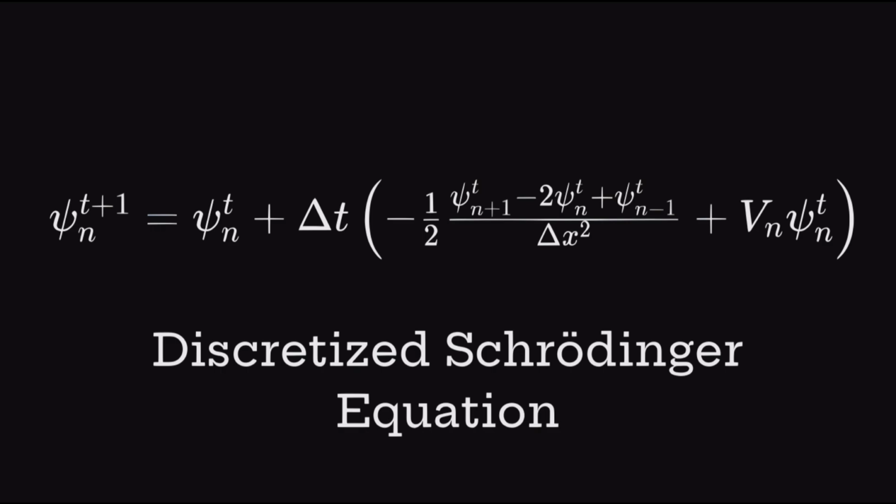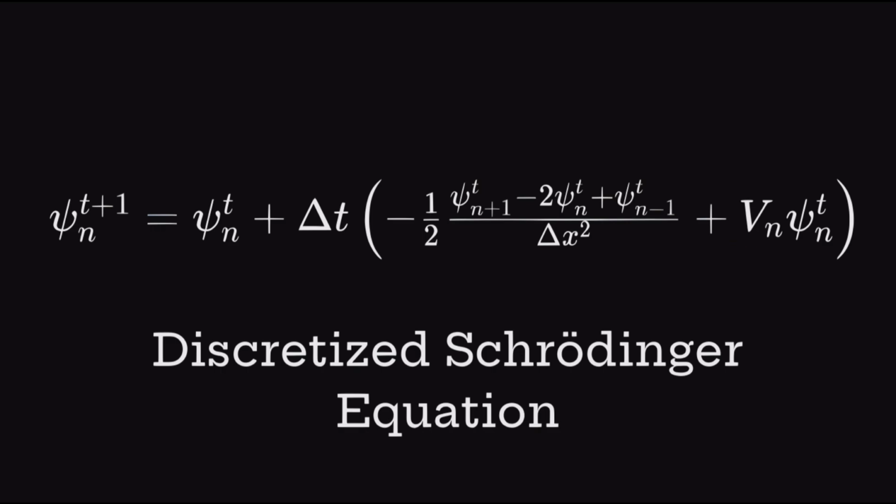This term, minus 1 over 2 delta x squared times psi sub n plus 1 at t minus psi sub n at t plus psi sub n minus 1 at t, estimates the curvature of the wave function at n, which relates to the particle's kinetic energy. A steeper curve means more kinetic energy.